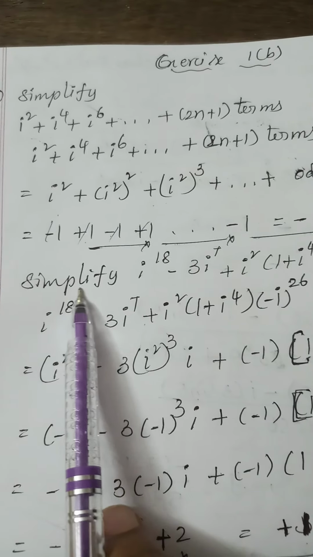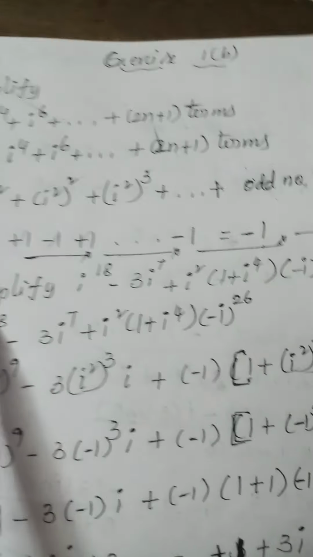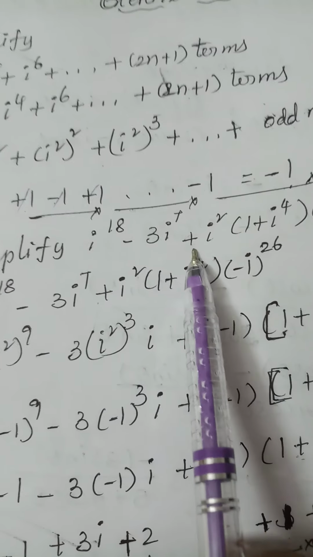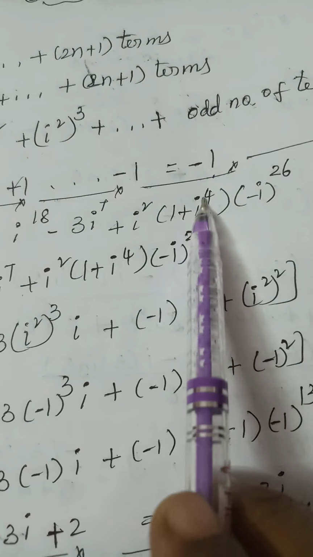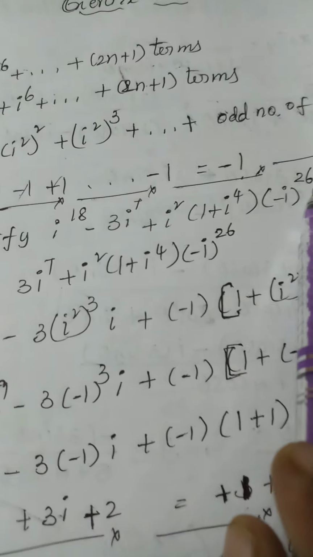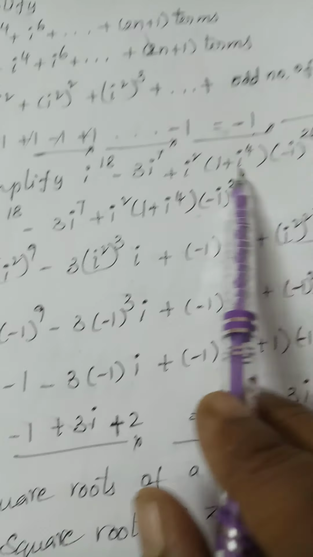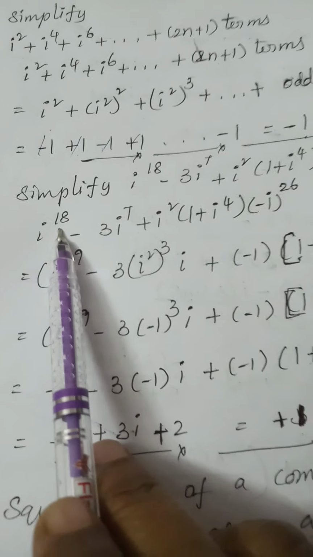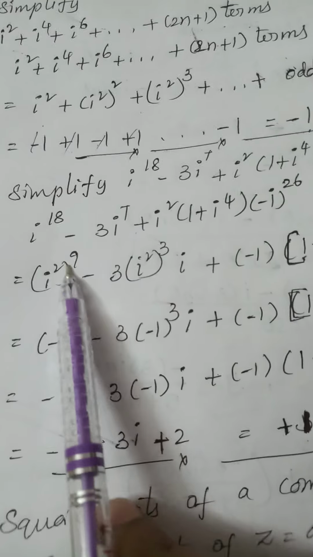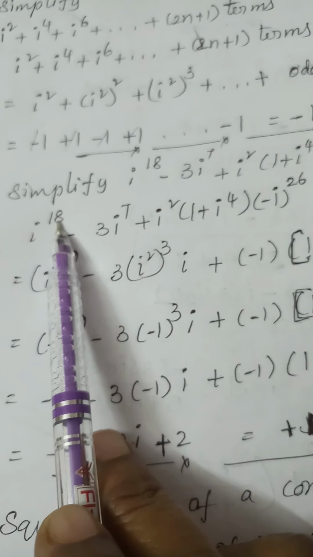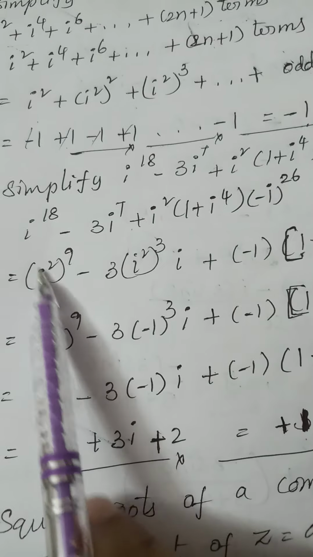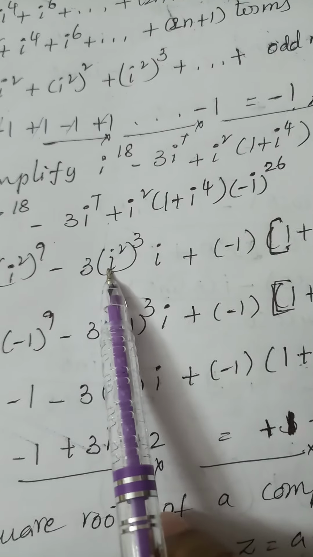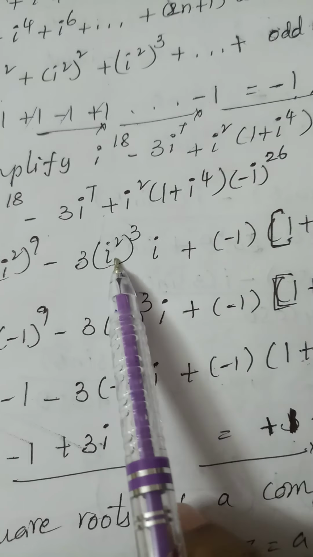Look at the next sum. Here also we have to simplify. I power 18 minus 3 into i power 7 plus i square into 1 plus i power 4 into minus i power 26. This is the given sum. So write the sum as it is. I power 18 can be written as i square power 9, because 2 nines are 18. I power 7 can be written as i power 6 into i.